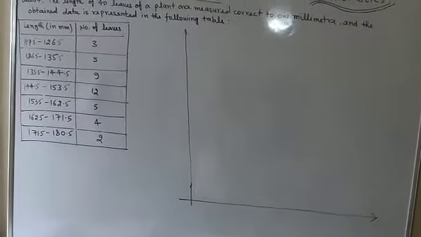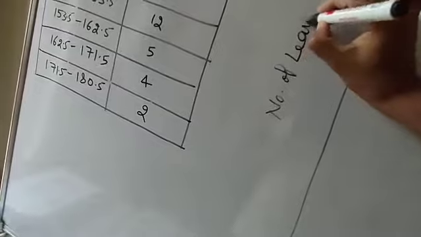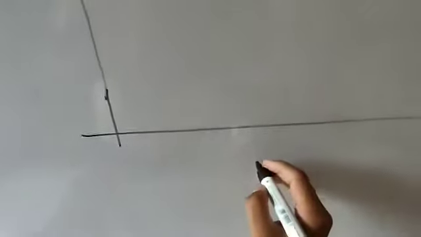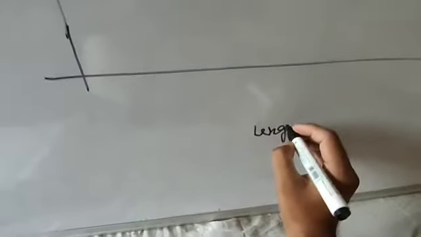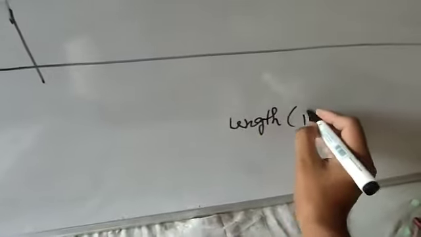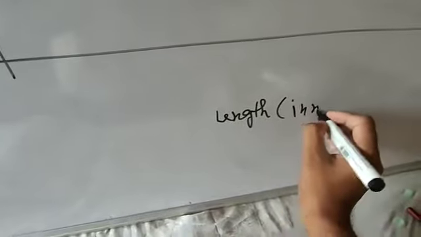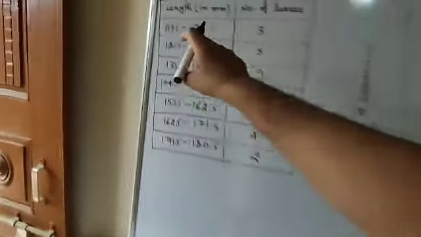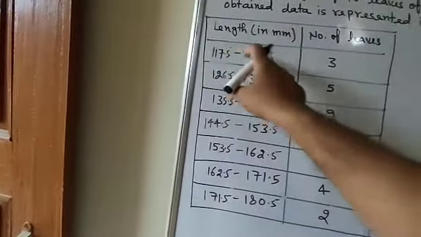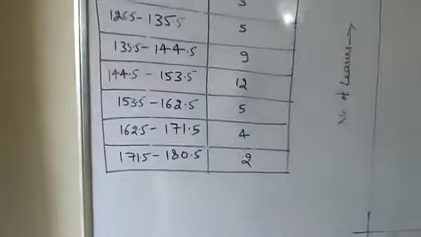On the y axis I will represent the frequency, that is number of leaves. So number of leaves is on the y axis, and length in mm, that is the given class interval, will be represented on the x axis. Length in mm, so that is here. Now you need to represent each and every lower and upper limit on the x axis.